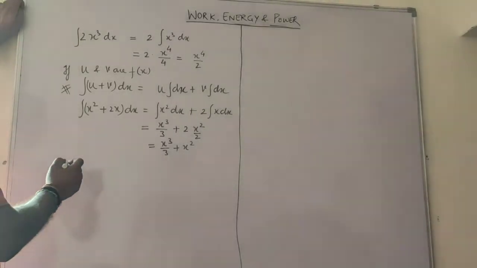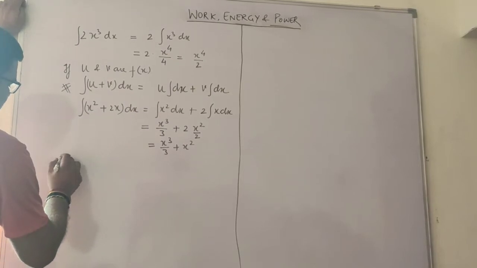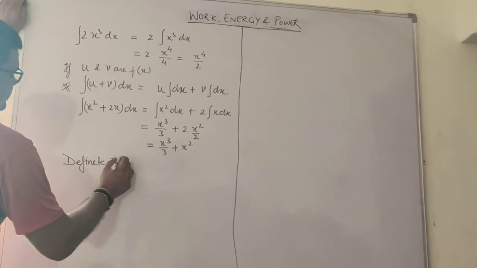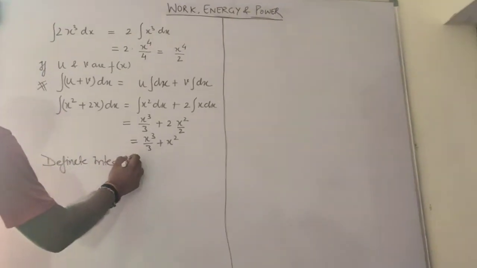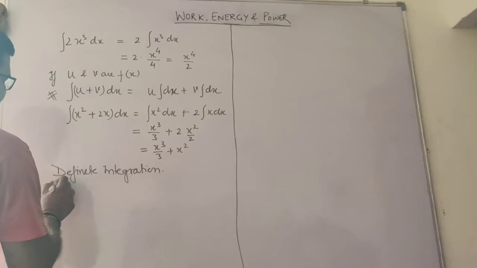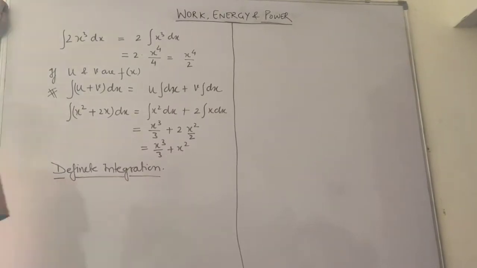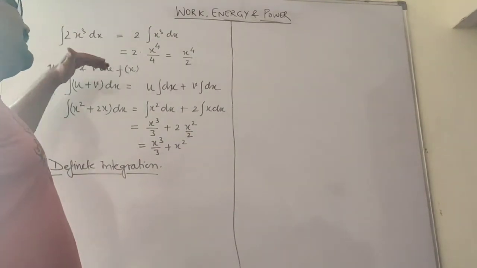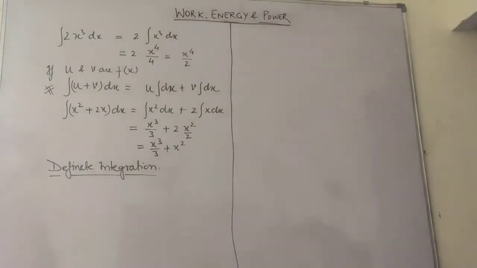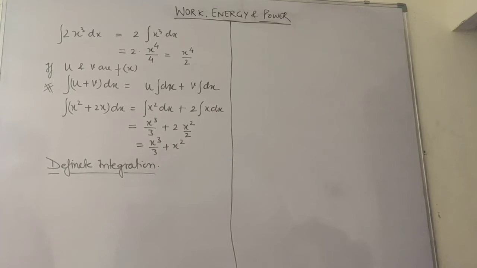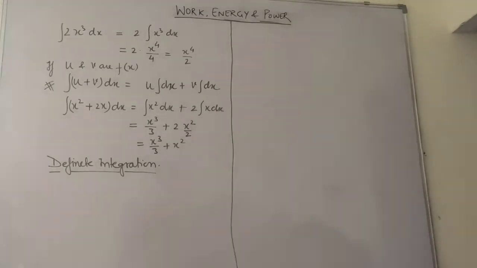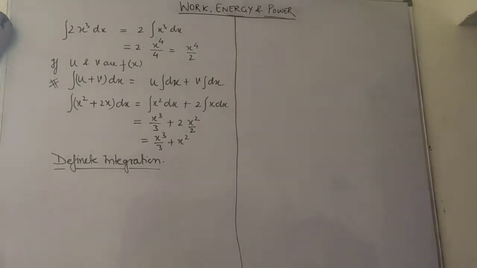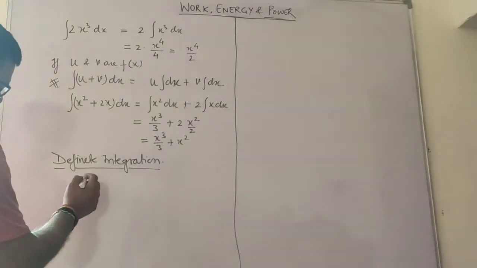Now this part is important, which I am going to do now. This is definite integration. Why am I calling it definite integration? Because in whatever examples I have given you, you are getting the answer in terms of a function, that is x, y, z, s or t. But here in definite integration, you are going to get a fixed value.